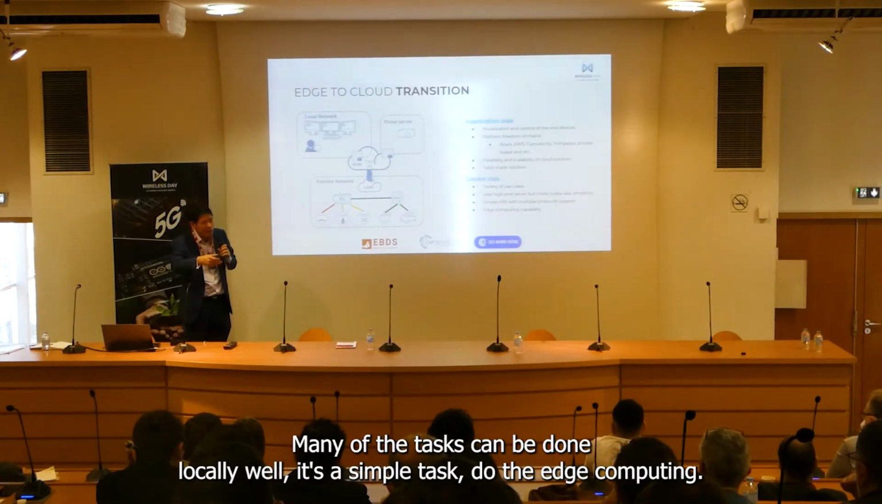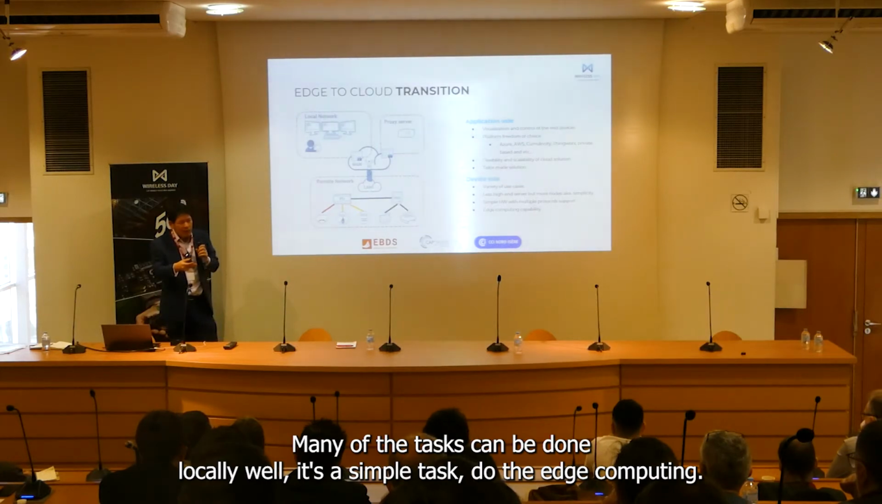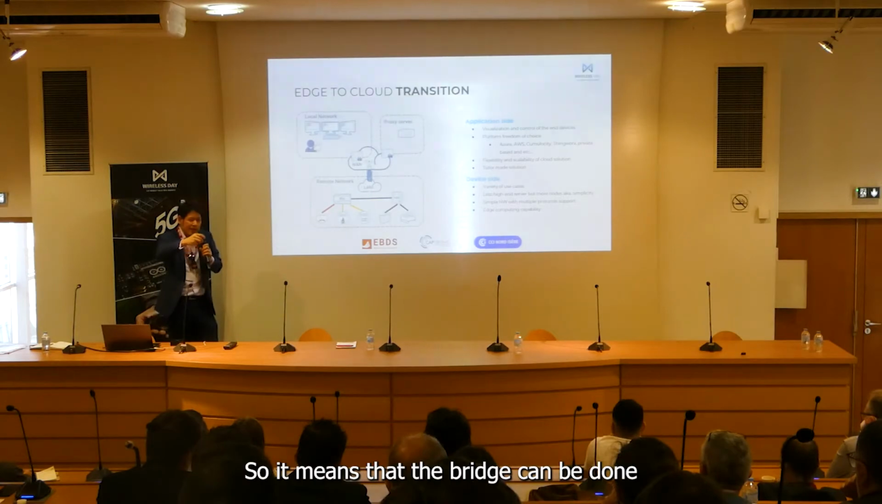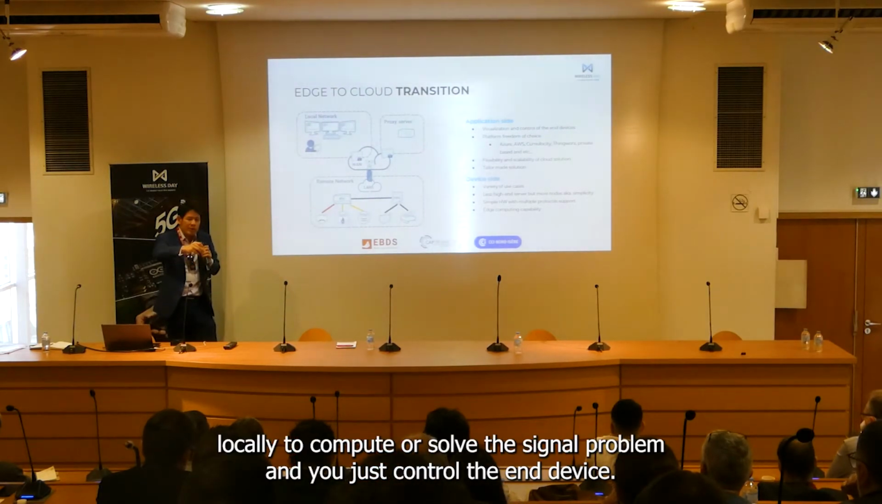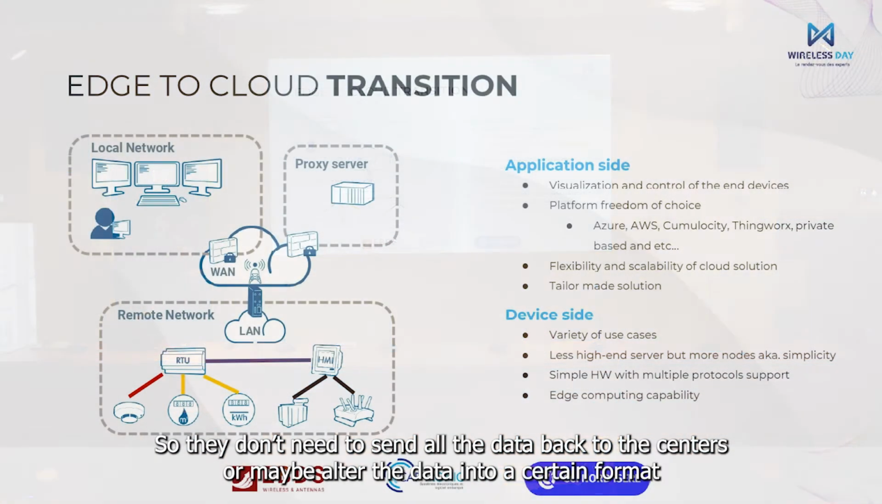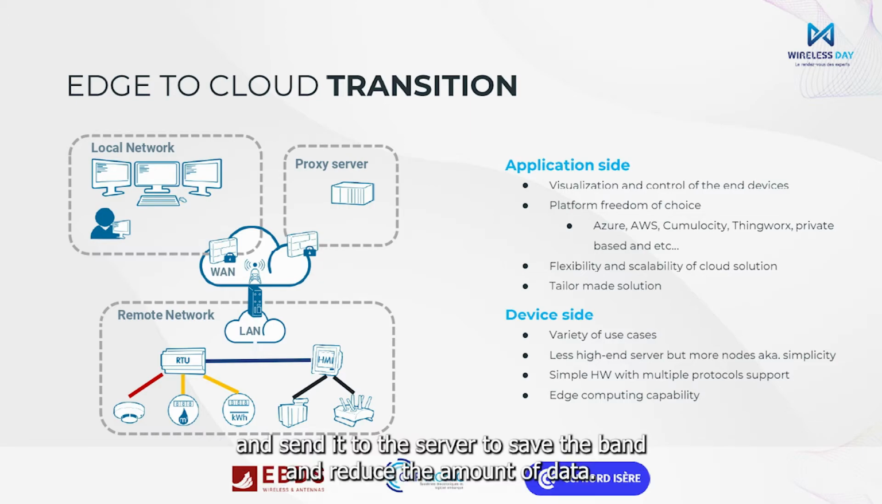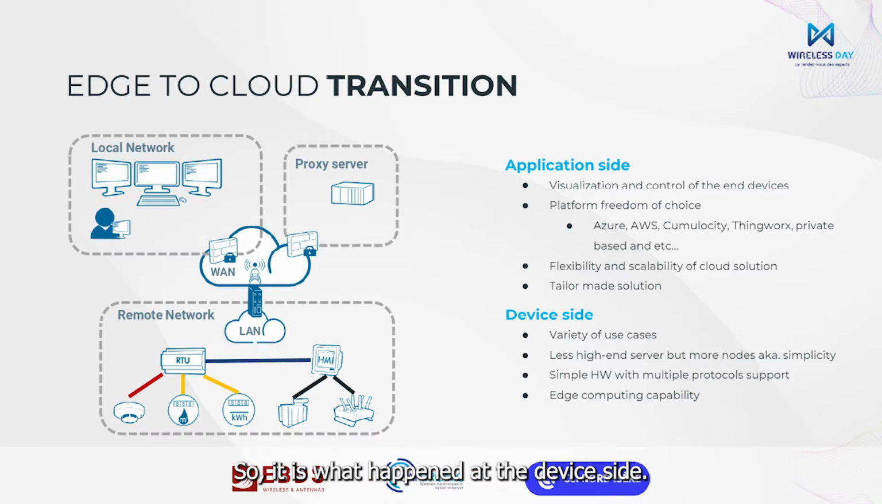So the customer also says, can we do edge computing for this kind of simple task? This means that some operations can be done locally to solve the simple problem and just send control to the end device. They don't need to send all the data back to the center, or maybe they just combine the data into a certain format and send it to the center to save bandwidth or reduce the amount of data. So this is what happened at the device side.